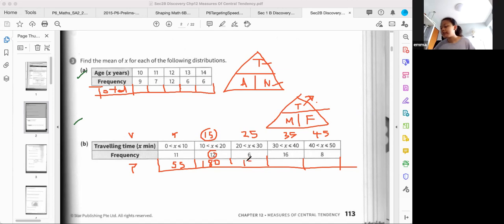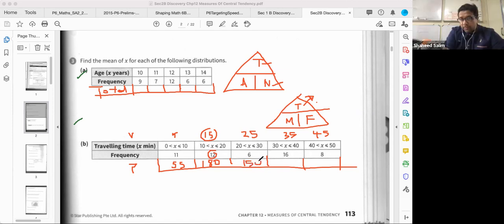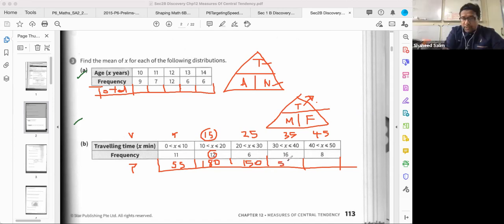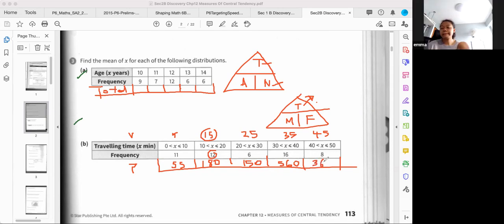150. 150 or 40? 50, huh? Next one? 560. 560 or 80? I got 60. You check whether. And the last one is 360, right? If you get all this, what is your total?